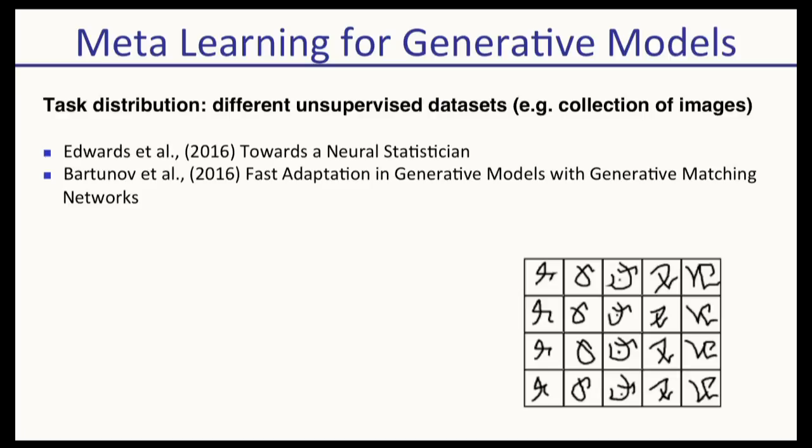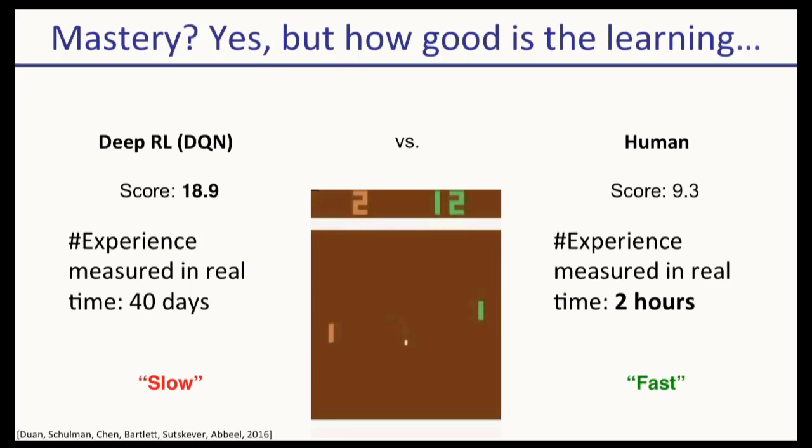What I want to focus on here, though, is the reinforcement learning side of things. So this is our starting point. DQN learns slowly, gets a good policy, learns slowly. Same is true for the policy gradient methods compared to how fast humans learn.